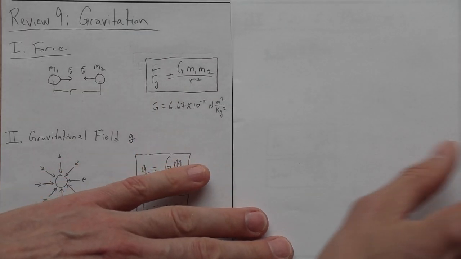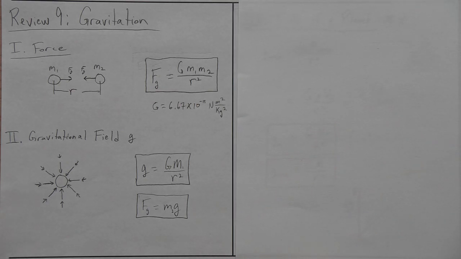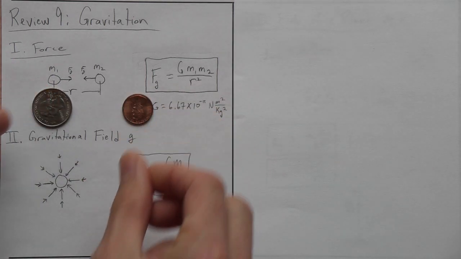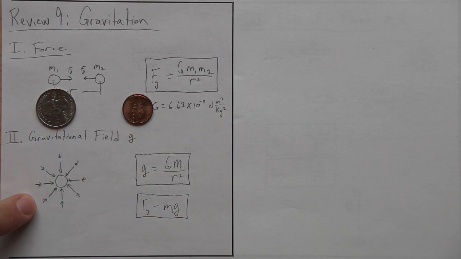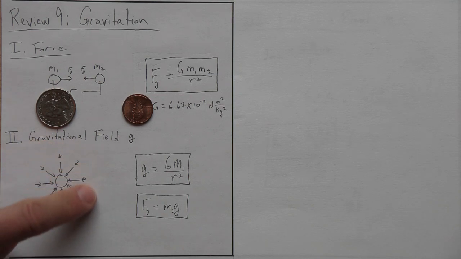But it turns out that that is not actually an accurate way to say what's going on. What really happens is there's something called a gravitational field. So let's take two objects again, like this. The one object creates a gravitational field pointing toward itself.